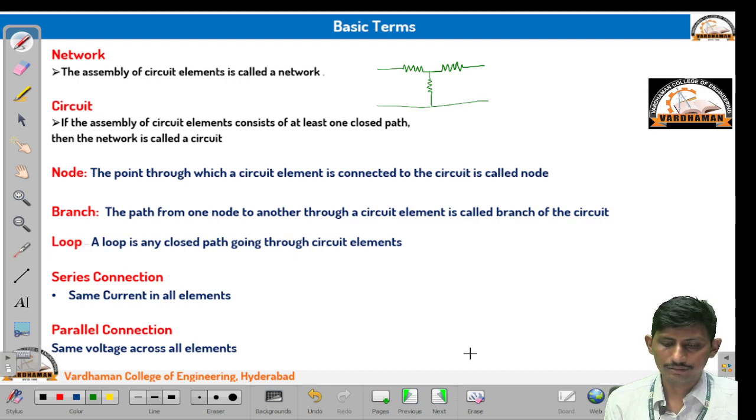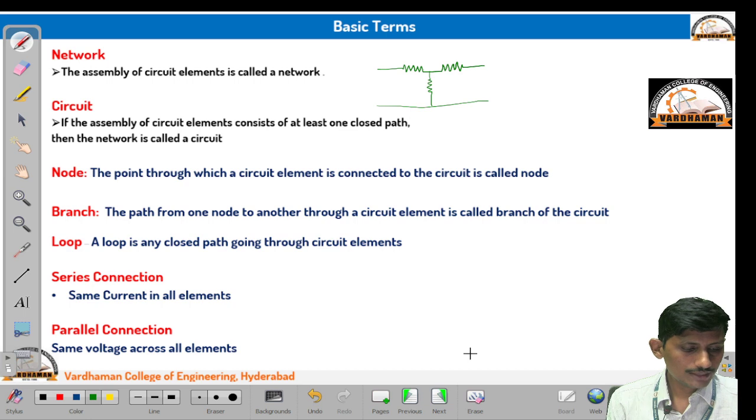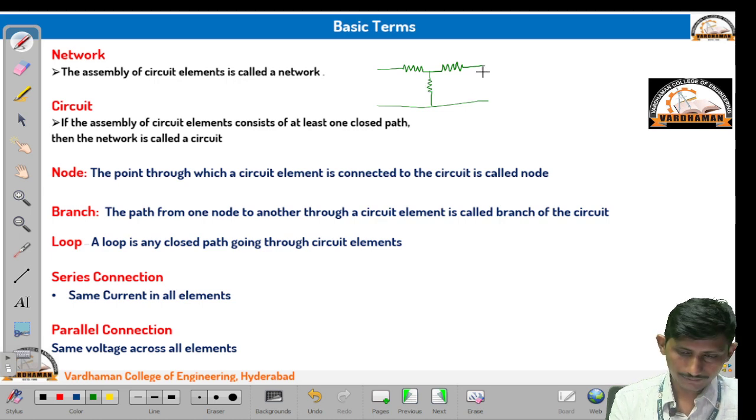The next one is circuit. If the assembly of circuit elements consists of at least one closed path, then that network can be called a circuit. For example, if this is the network, I am adding one line here and I am connecting one source here. We will discuss source in detail later.